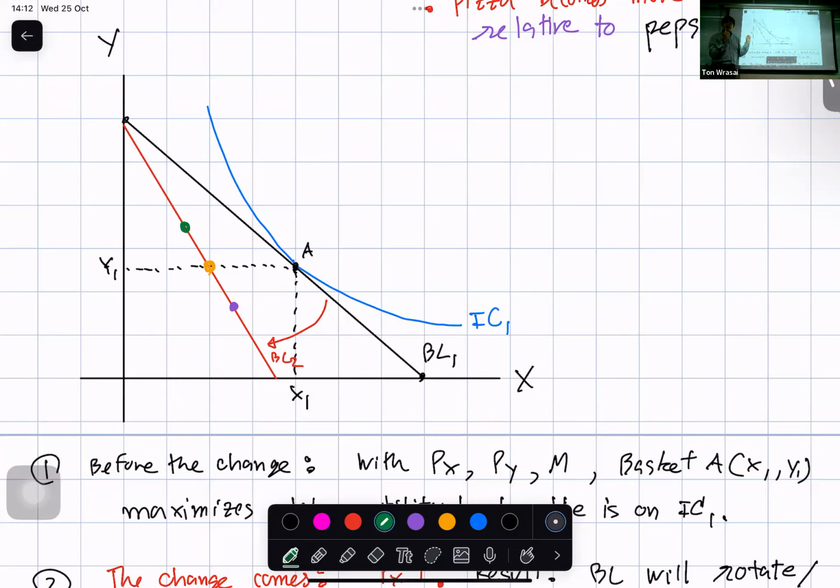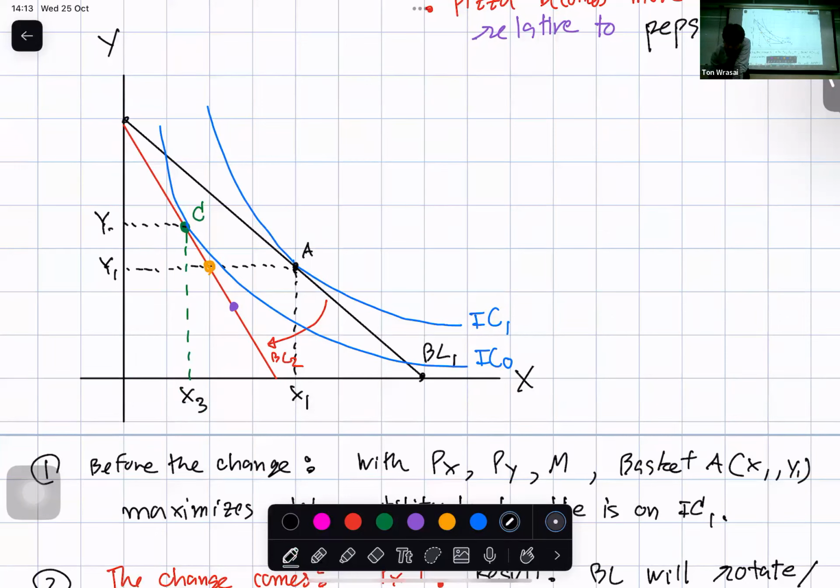Okay. Now, select one case to look at more. I cannot present the three cases here, so I select one. Let's assume that he ends up with basket C, the green basket, where he buys less of good X. Let's call this place X3. He buys more of good Y. Let's call this place Y3.